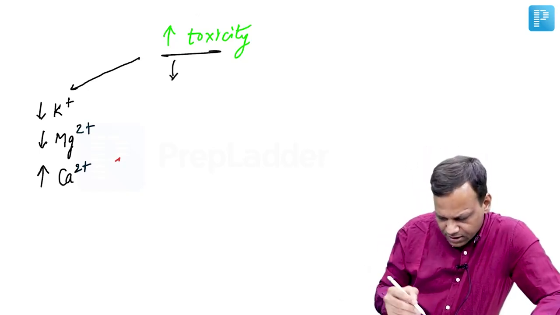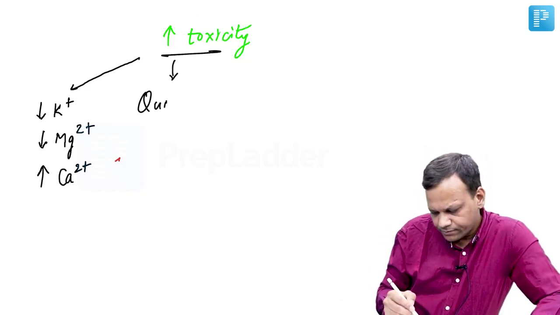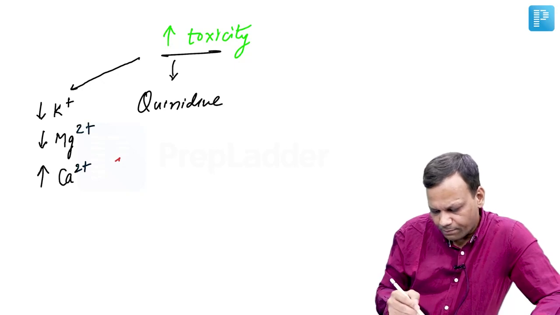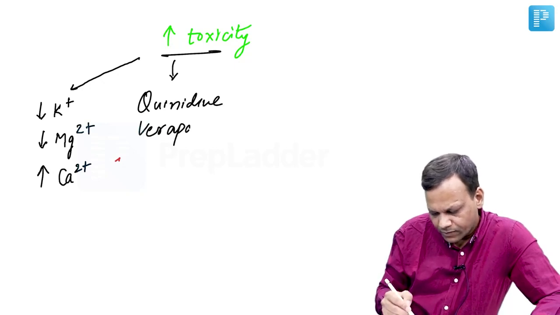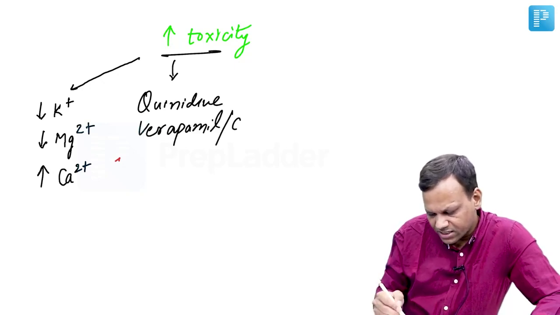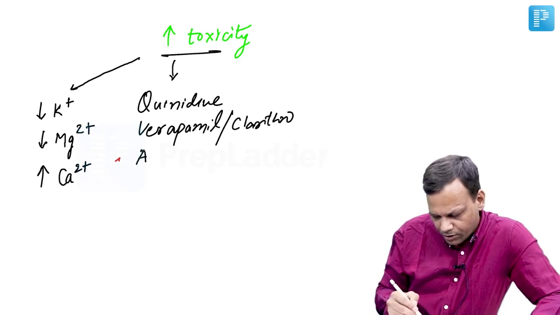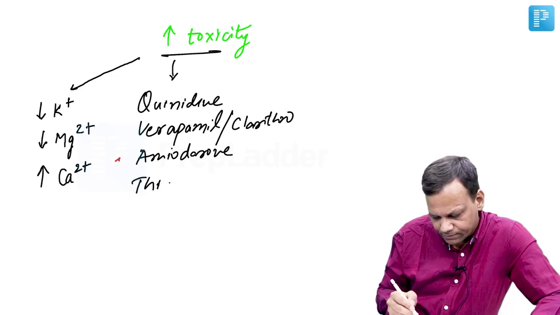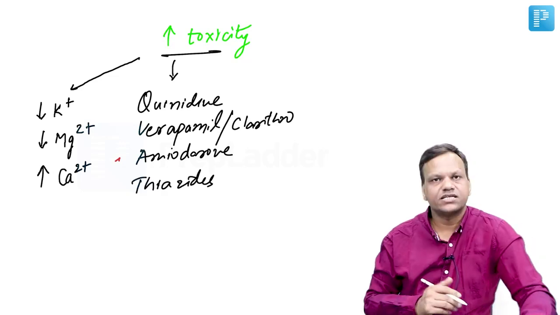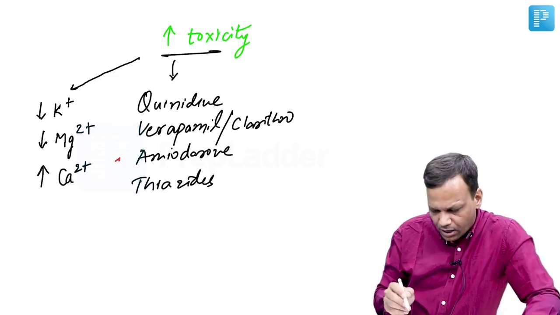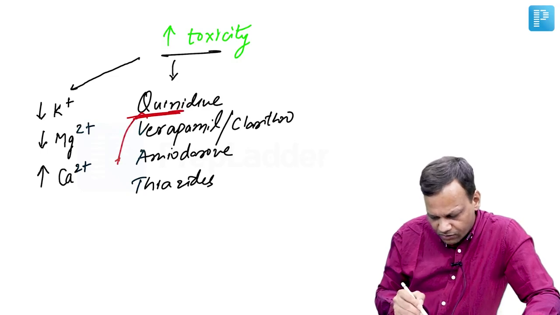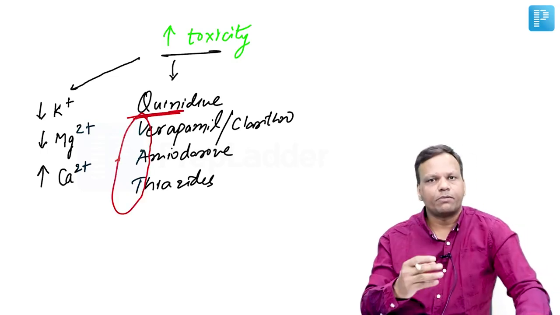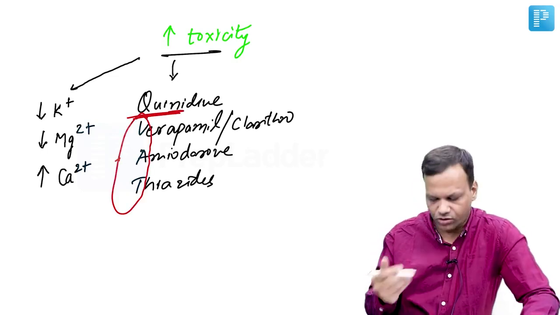Then certain drugs like quinidine, verapamil. Along with verapamil, by a similar mechanism, we have clarithromycin, amiodarone, and thiazides. They increase the risk of toxicity. You can remember, if digoxin is given, then the queen will be in trouble. So quinidine, verapamil, amiodarone, thiazide, they increase the risk of toxicity.